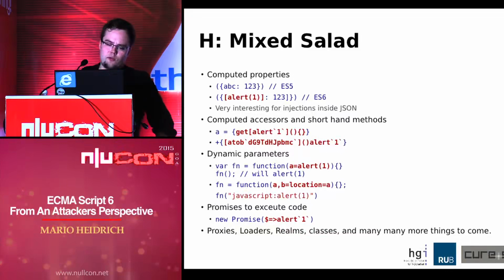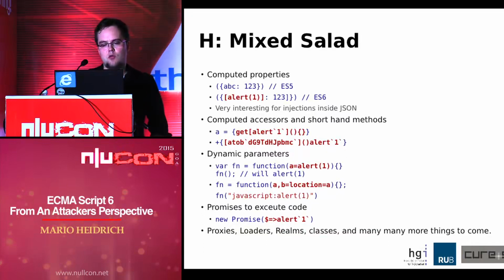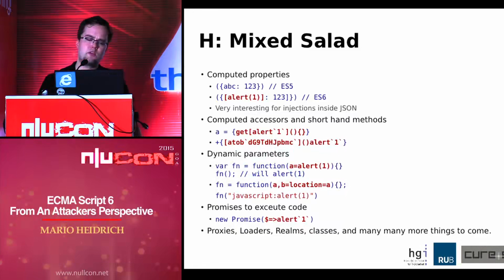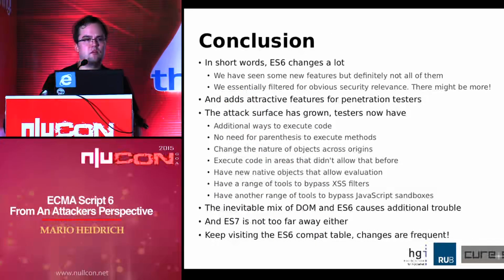And you have also, of course, the possibility to use something that is similar to the Reflect API, which are promises, and you can just take a function that is anonymous and not executed yet, and simply throw it into a promise, and that will be executed. But that is not so spectacular. And there's more to come. So we see proxies, loaders, realms, classes, and many, many more things that will be implemented in ECMAScript 6, and we don't really know yet how they're going to be looking like.